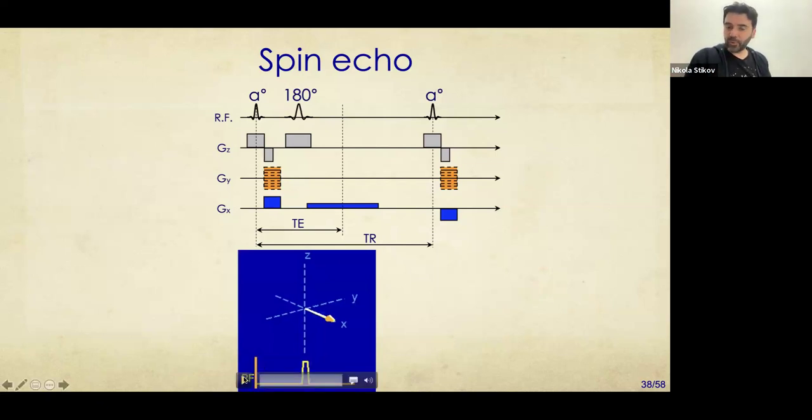I will try to illustrate it for you. Basically, imagine that you have magnetization vectors that are from water, from fat, from iron, from all kinds of components, and they precess at slightly different frequencies.